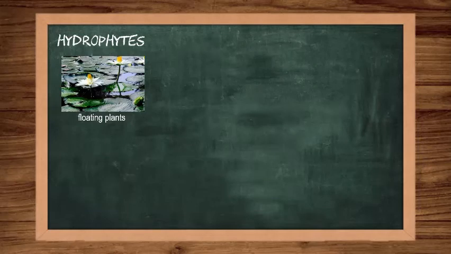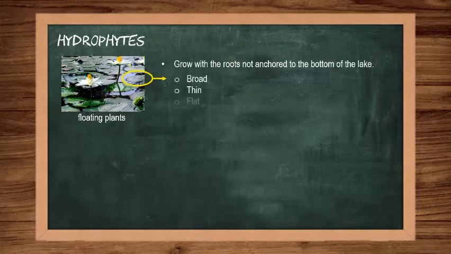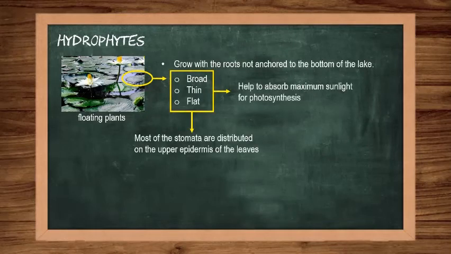Now, I want to elaborate more about floating plants. They grow with the roots not anchored to the bottom of the lake. The leaves are broad, thin, and flat. These characteristics help the leaves to absorb maximum sunlight for photosynthesis. Other than that, most of the stomata are distributed on the upper epidermis of the leaves.